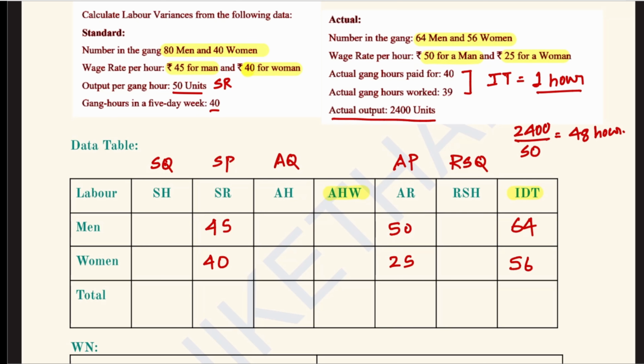Now there were 48 standard hours. I know the number of standard men: 80 men, so 80 into 48 for men is the standard hour. So 3840. Similarly for women, it is 40 into 48, which is 1920.